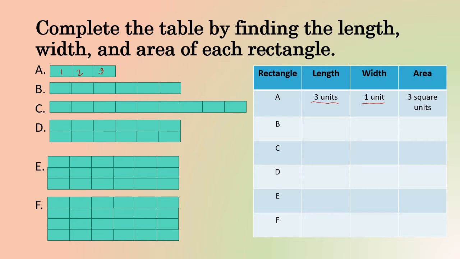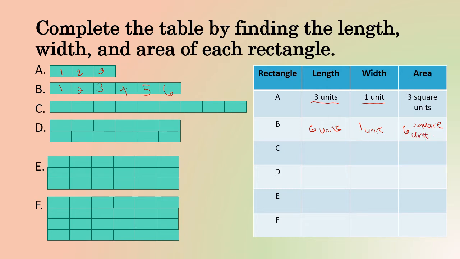And then, for the area, we will just multiply 3 times 1, which is 3. And then, since unit multiplied by unit, that is square unit. So, our area always has square unit. So, let us answer rectangle B. So, in rectangle B, what is the length of rectangle B? 1, 2, 3, 4, 5, 6. So, in the length, we have how many units, class? We have 6 units. So, width, we have 1 unit. And for the area, 6 units times 1 unit, that is 6 times 1, 6 square units.